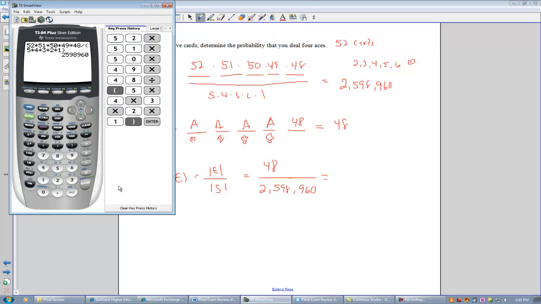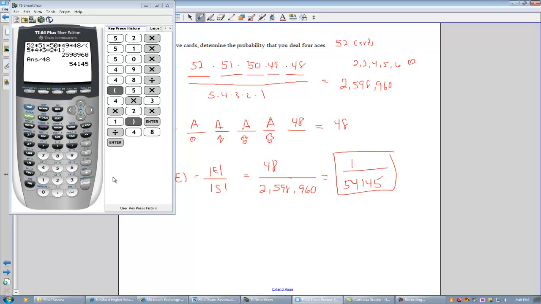And we can see if we can simplify this by putting 48 into this 2,598,960. So let's see if that goes in that. So let's divide it by 48. And it does go into it. So this is actually 1 over 54,145. And so that's my answer. I don't even think I want to do the decimal because it's going to be so small. But let's see what it would be equal to.